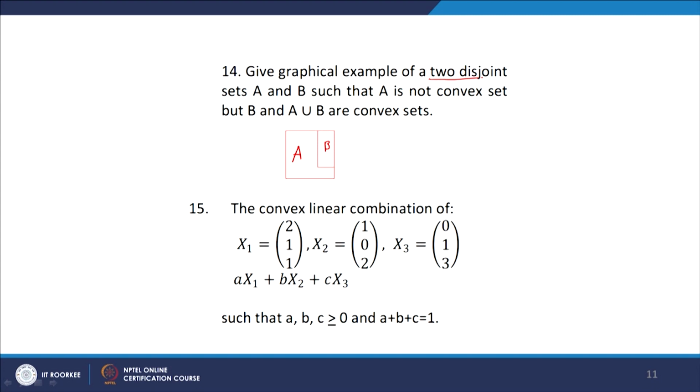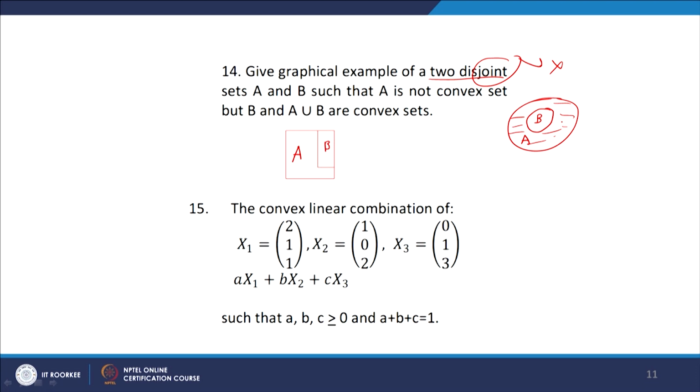This happens if it is disjoint. The condition is that A and B should be disjoint. Suppose this condition is not there, then you could write A and B like this. Here you can see that A is not convex, this is A and this is B. So, the conditions are satisfied.